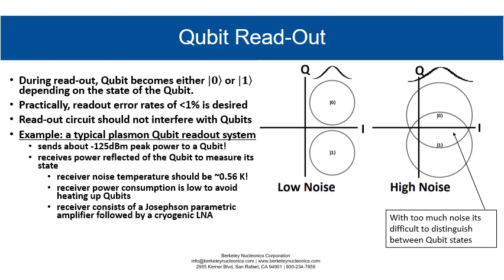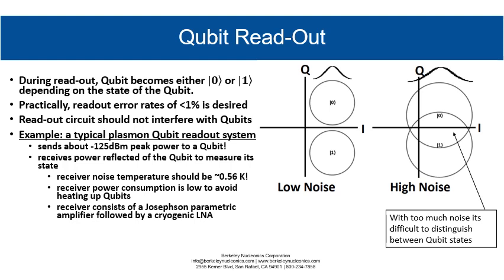For example, a transmon qubit has levels corresponding to different energy levels. The difference between the two levels corresponds to a 5 gigahertz photon with 20 micro-electron volts of energy. This is a very low level of energy. To read such a qubit, a readout circuit transmits only about minus 125 dBm, or 0.3 femtowatts, of peak power, which interacts with the qubit resonator circuit and is reflected for reading by the readout circuit. Because the input power is so low, the readout circuit has to be very sensitive.